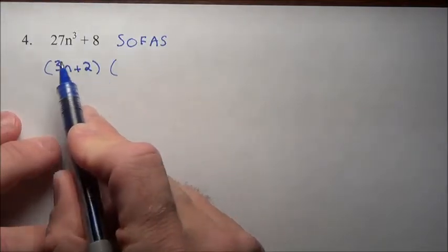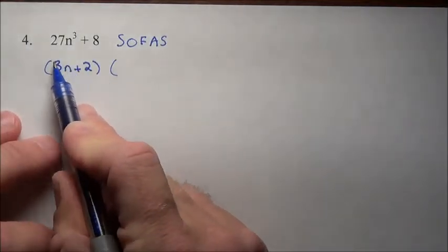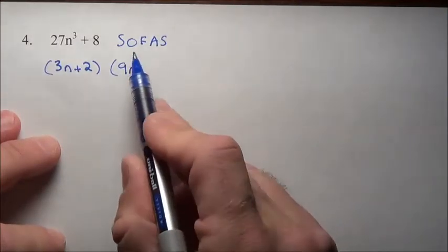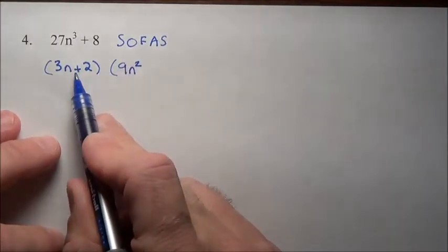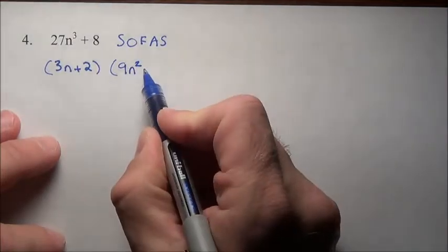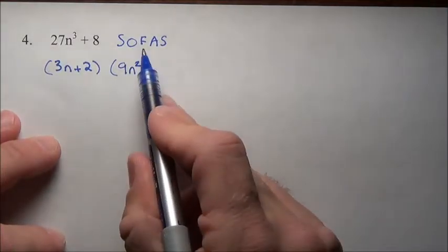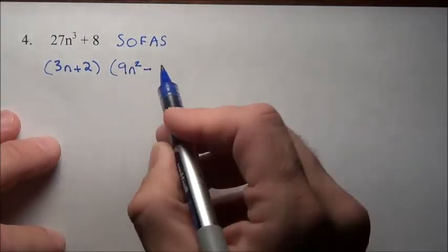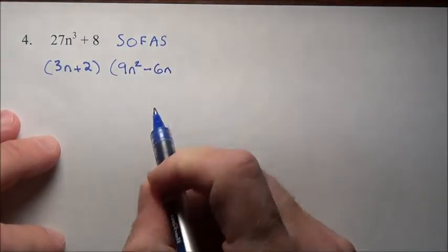S stands for square this first bit. So what is 3n times 3n? That's going to be 9n squared. O stands for the opposite sign. Since we used addition here, this must be subtraction. F stands for fuse these two together. So 2 times the 3n is going to create 6n.